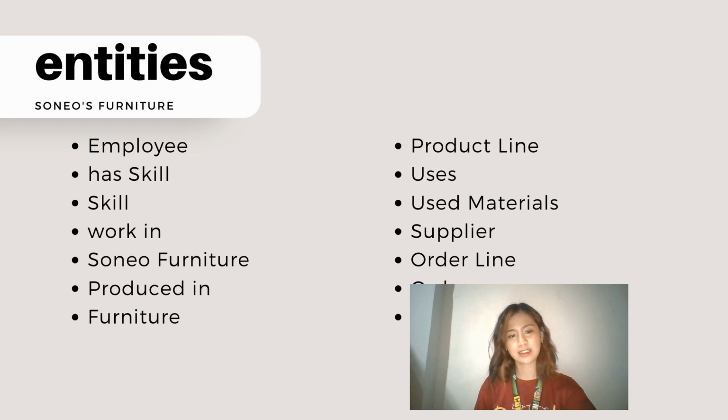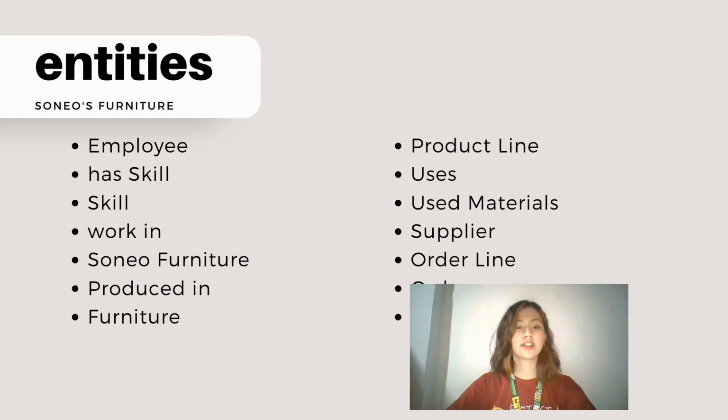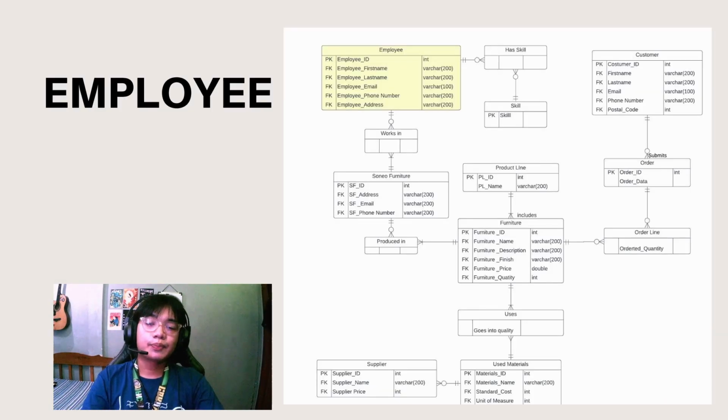Secondly, has skill. Third, skill. Fourth, work in. Fifth, Suneo furniture. Sixth, produce in. Seventh, furniture. Eighth, product line. Ninth, uses. 10th, use materials. 11th, supplier. 12th, order line. 13th, order. And 14th, customer. The employee contains a primary ID that makes it unique from the other employees.